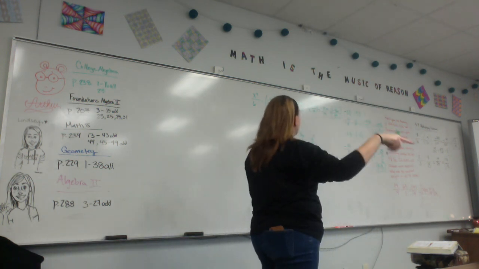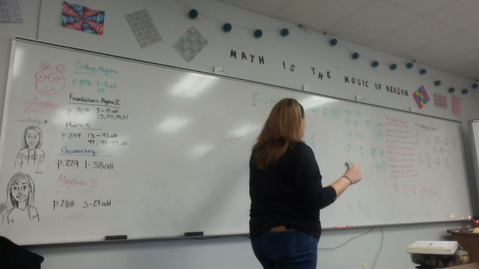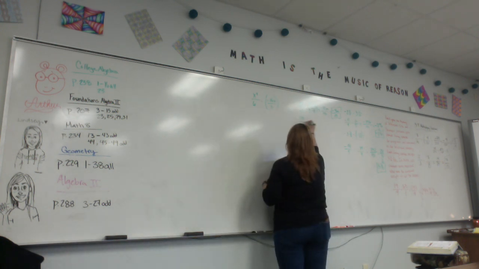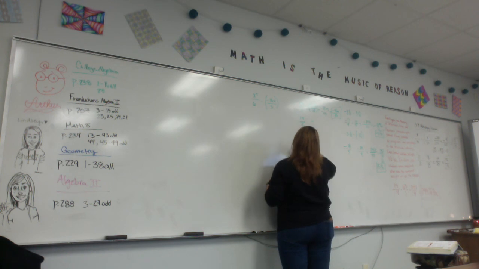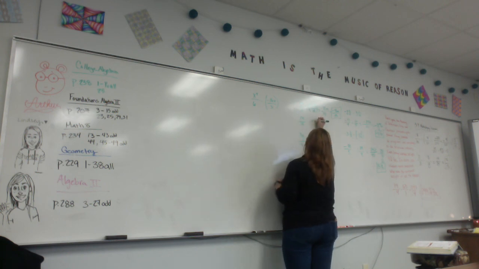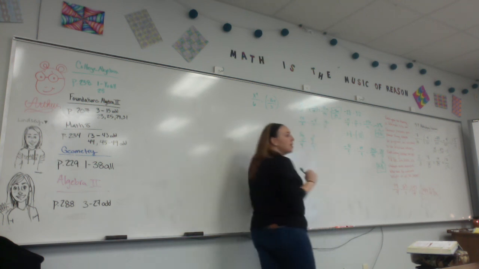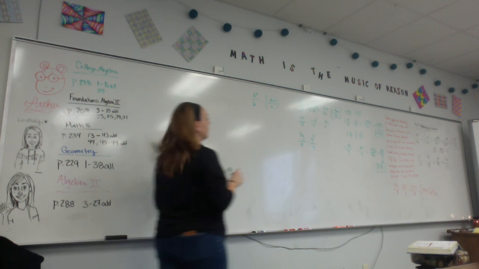Josh, you were on to something. You could have reduced negative 12/15 from the beginning. You could have said m over 3 times negative 4 over 5, and then you would have gotten the same answer. You can do it that way as well. That was good.